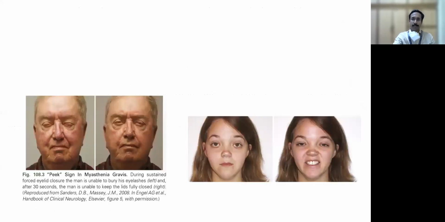Here is another sign which I like to mention in ocular myasthenia. The patient has both ptosis and eye closure weakness. Clinically, this correlates with when they are in the shower and soaping their face: they can't continuously keep their eyelids tightly shut, so soap will go into their eyes. They have difficulty when they are washing their face. That's called the peek sign. Continuous eye closure leads to inability to keep the eye closed.